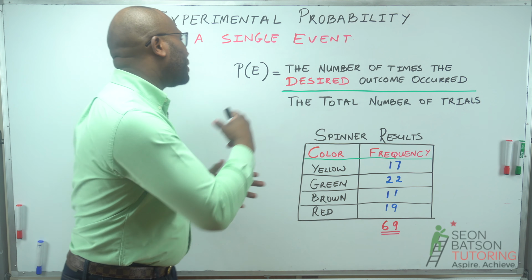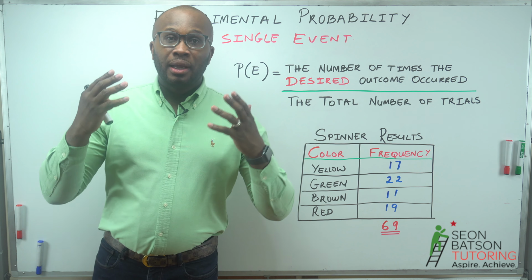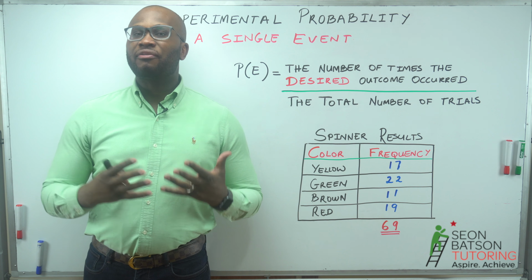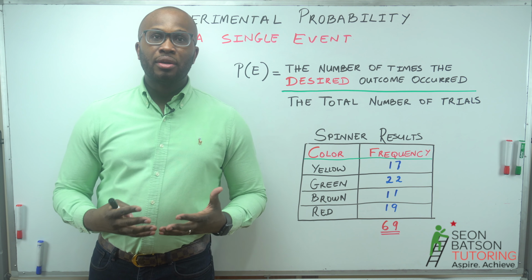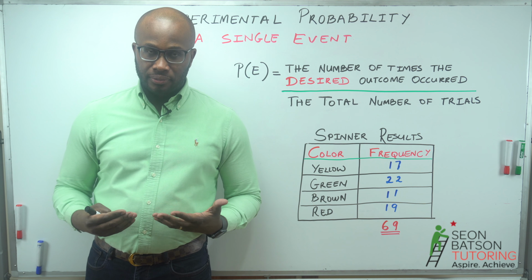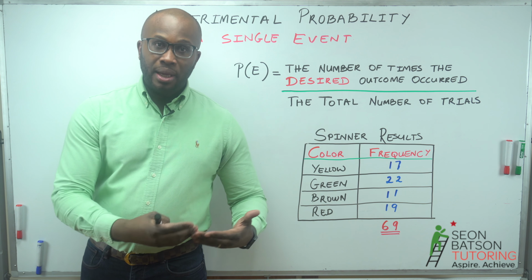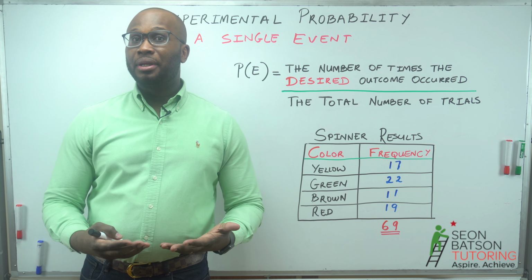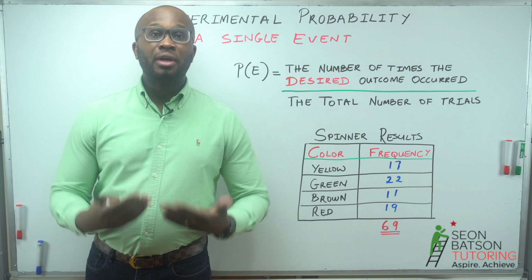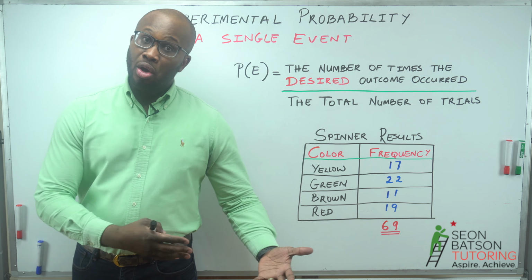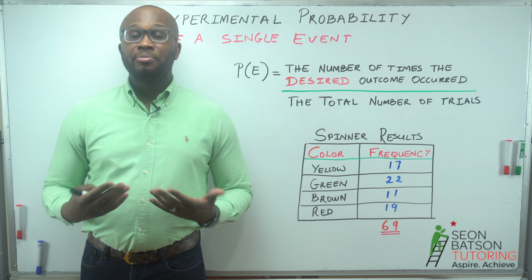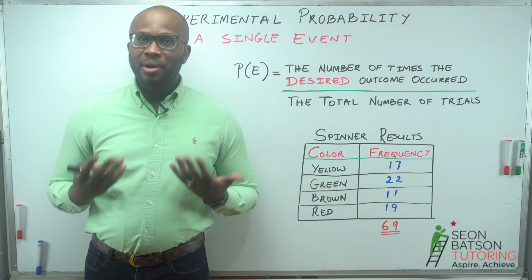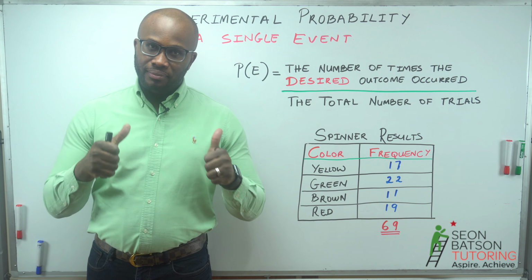Now, to our exercise. Experimental probability describes the likelihood of an event happening based on the results of an experiment. So, to find the experimental probability of an event, we will need the results of an experiment. So far, so good? Nice.